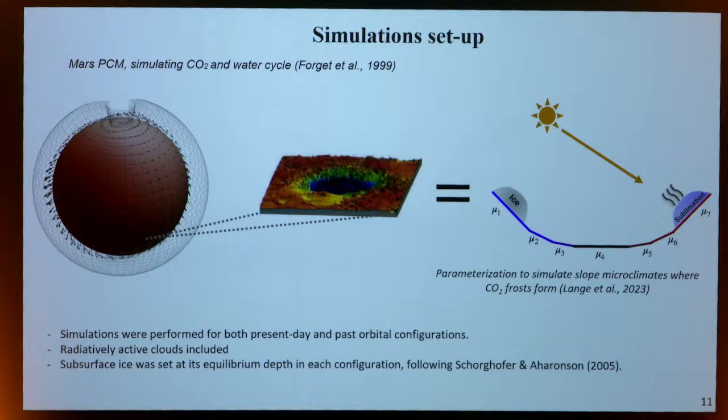To do so, we have invented a parameterization to simulate slope microclimates within the coarse global climate model, and this is described in my paper in 2023. I ran some simulations at present-day and past orbital configurations, included the radiative effect of clouds, and I also included the effect of subsurface water ice by computing its position at each orbital configuration, but I won't show it here today.